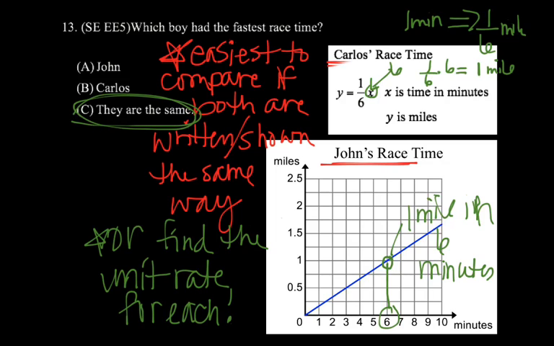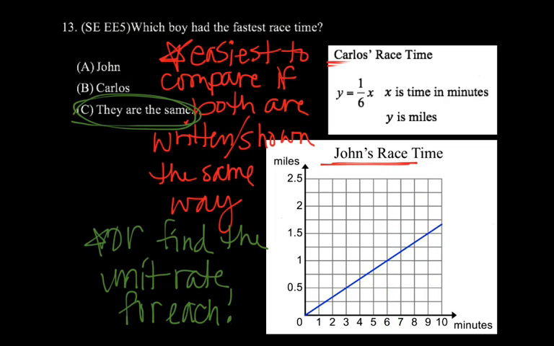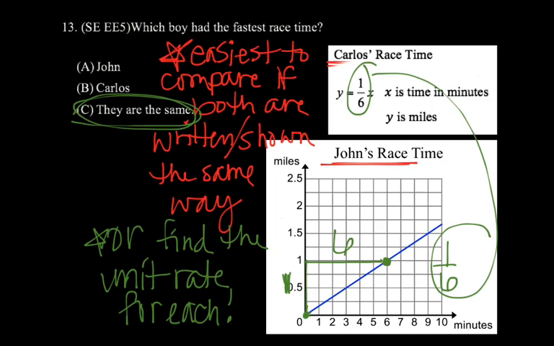Now I do understand that was a little bit trickier, what I just did, trying to figure out a way to match them up. Another way you could have looked at it, if you wanted to compare unit rates, was to find an ordered pair and find my rise and run and compare them. So my rise would be 1, my run would be 6. So that makes my slope 1/6. Do you see how both slopes are 1/6? That means they are the same.